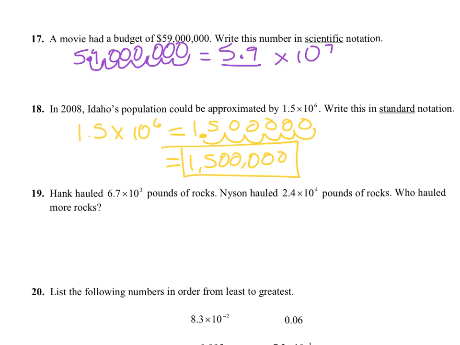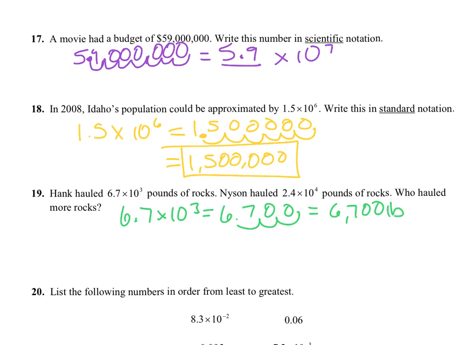So for Hank, we've got 6.7 times 10 to the third power. Since the exponent is positive, when we rewrite this in standard notation, I'm going to move the decimal 3 spots to the right. So we've got 6.7, and we're going to move it 3 spots to the right: 1, 2, 3, and add the zeros if necessary. So Hank hauled a grand total of 6,700 pounds of rock. That's a lot of rock if you ask me.